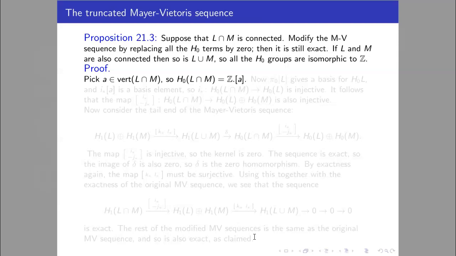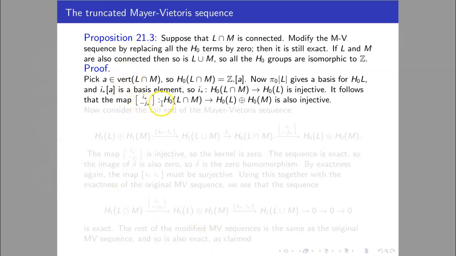So how do we prove this? Well, we pick a vertex A in L intersect M. For H0 of L intersect M, we've shown already that H0 of any complex is just the free abelian group on the path components. So A represents the only path component of L intersect M because it's connected. So H0 of L intersect M is the free abelian group generated by A. Now, remember, if we look at H0 of L, then that's again a free abelian group with path components as a basis, and I star of A is one of those basis elements. From that it's clear that your I star map from H0 of L intersect M to H0 of L is injective. And from that it's easy to see that the combined map here is also injective. If this sends anything to zero, then I star must actually send it to zero, and I star is injective.